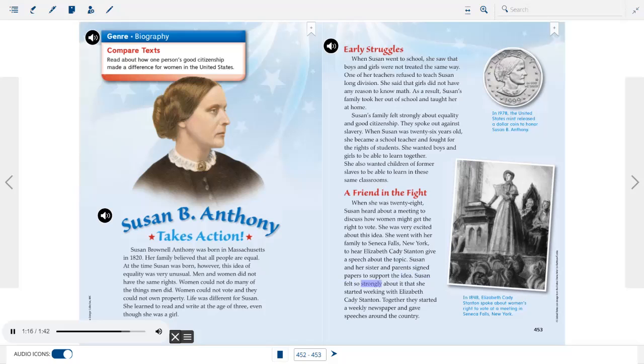Susan felt so strongly about it that she started working with Elizabeth Cady Stanton. Together they started a weekly newspaper and gave speeches around the country. In 1978, the United States Mint released a dollar coin to honor Susan B. Anthony. In 1848, Elizabeth Cady Stanton spoke about women's right to vote at a meeting in Seneca Falls, New York.